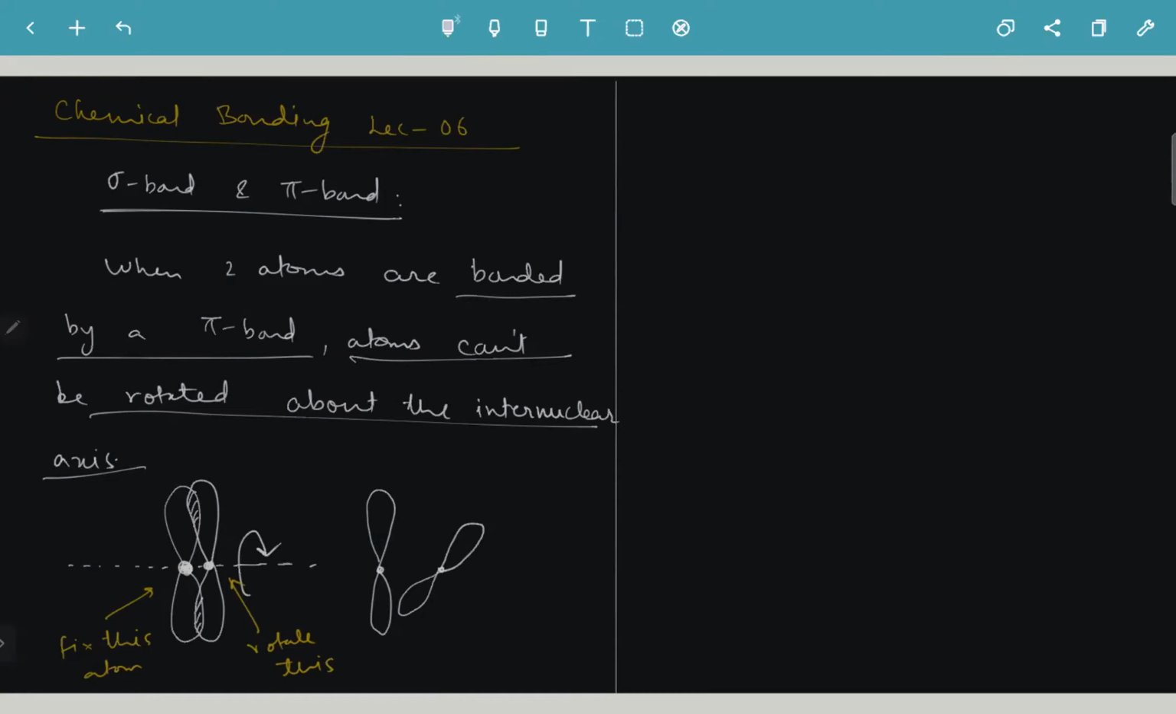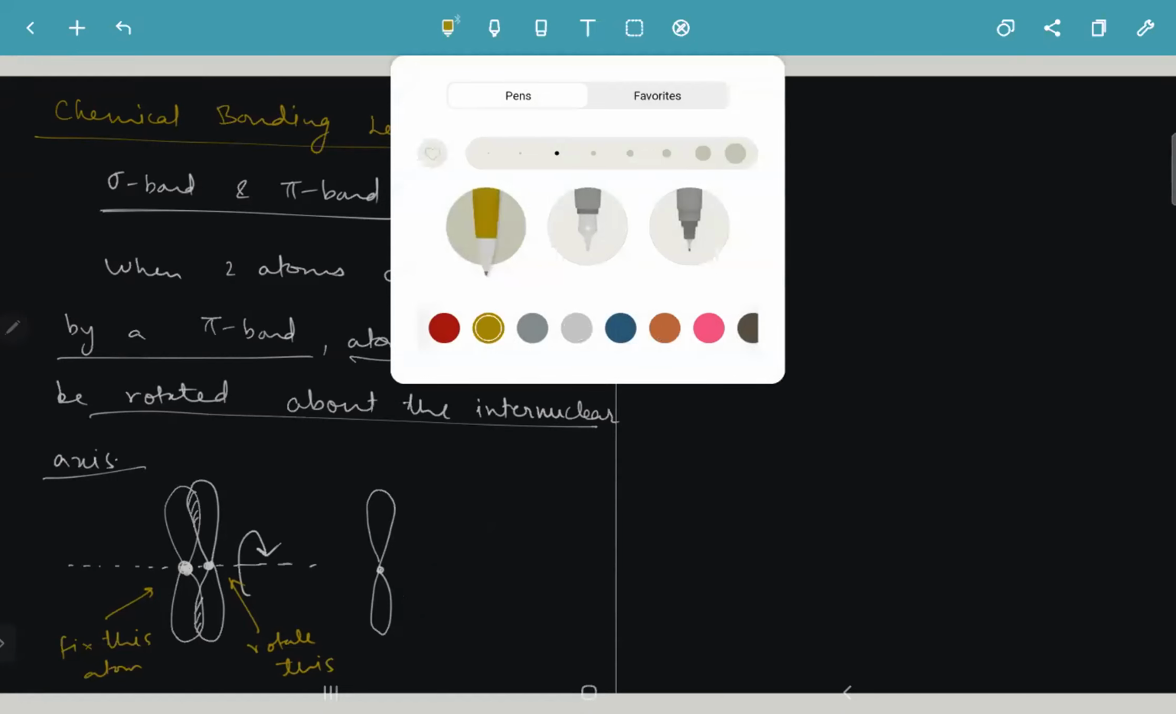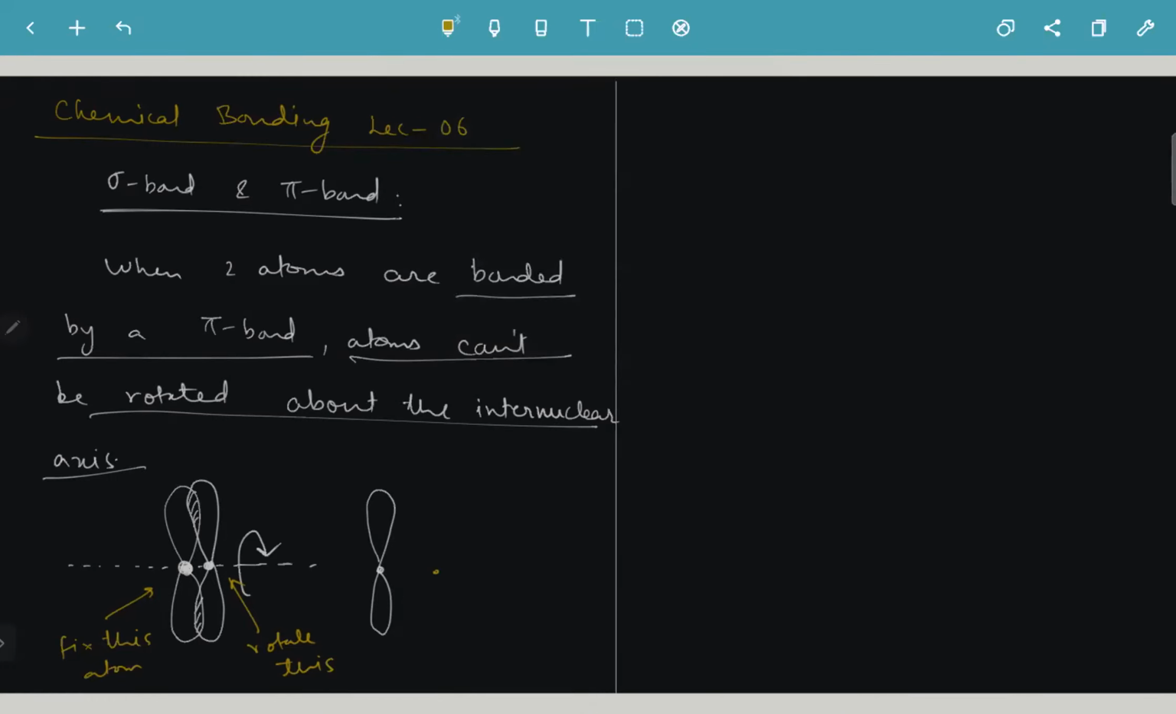ठीक है, आ रहा है समझ में? जब रोटेट करेंगे तो ये p orbitals का ओरिएंटेशन चेंज हो जाएगा, ठीक है, and when the orientation changes, the overlap will break. There will be no more any overlap between the two orbitals. ठीक? So it will result in breaking of the bond. We will write this point.